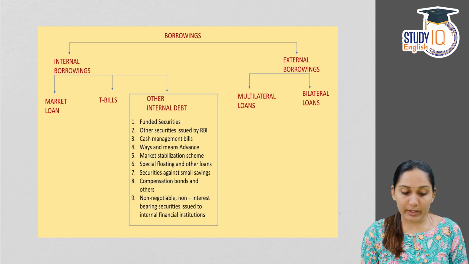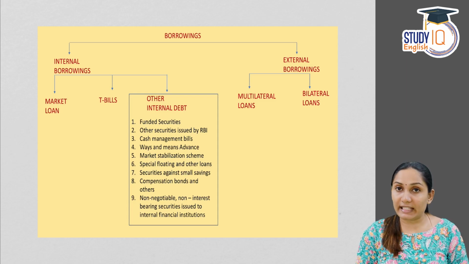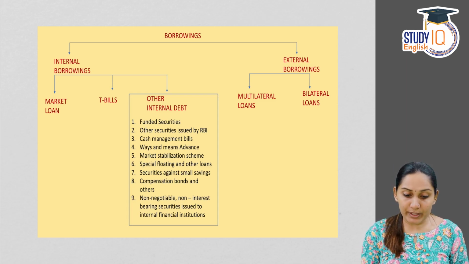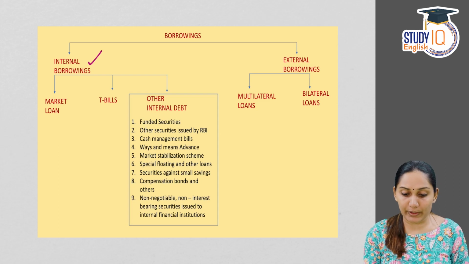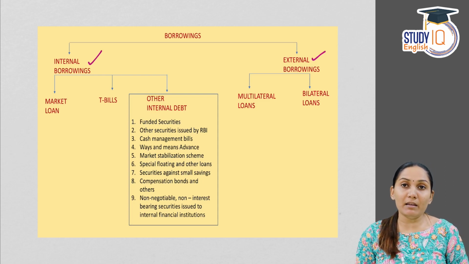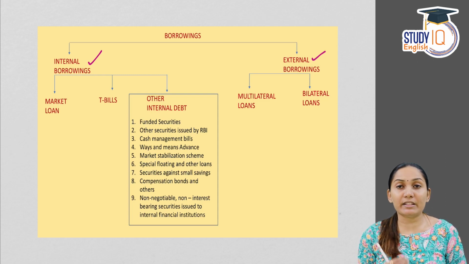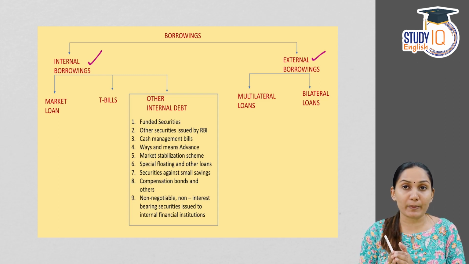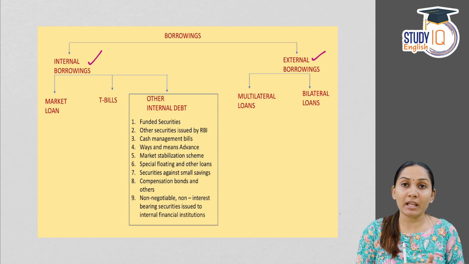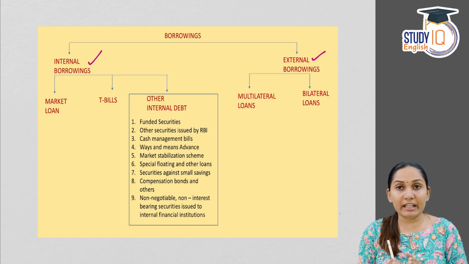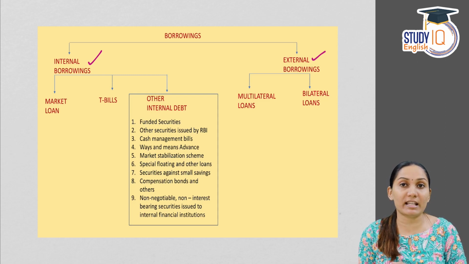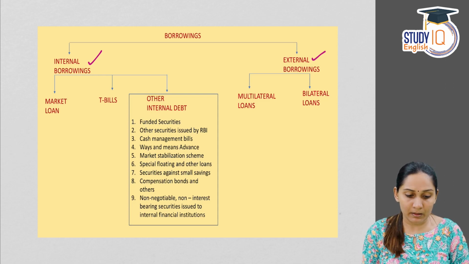Now, let's come to borrowings. Borrowings is a part of debt creating capital receipts. Borrowings can be, as I said, internal borrowings and external borrowings. Internal borrowings refers to those borrowings which take place within the country. If the government borrows money from sources within the country, it is called internal borrowing. And if the government borrows from sources outside the country, it is called external borrowing.